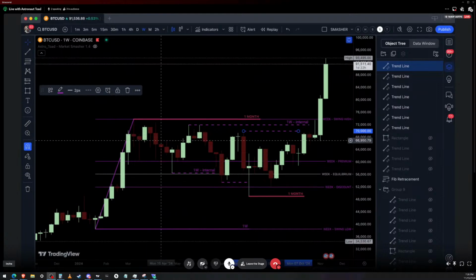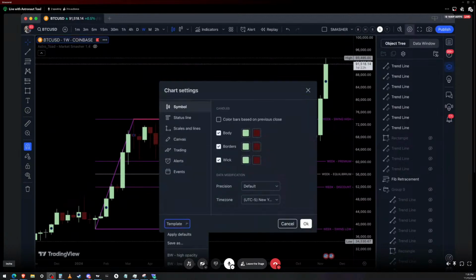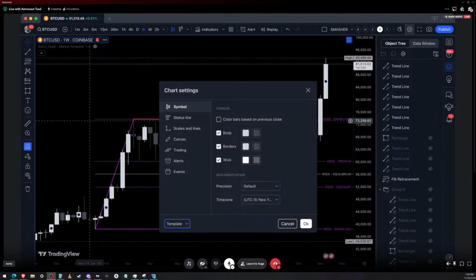I'm going to go back to my gray and white candles because this is driving me nuts. And fine. And I do also want to point out that this also fits in candle range theory.